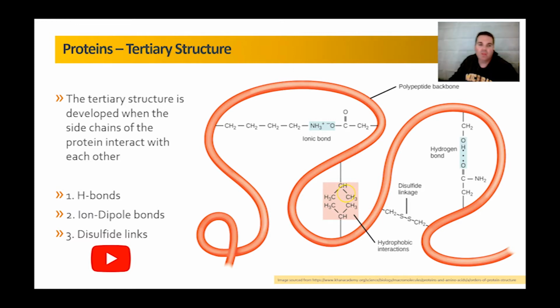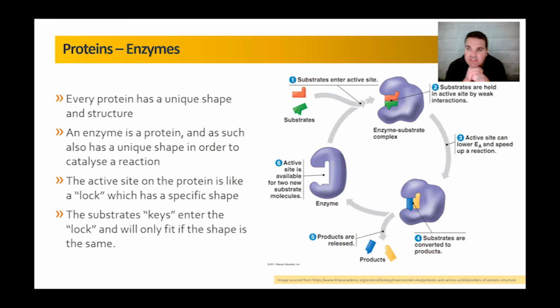These 3 interactions are really the ones we're going to focus on here: the hydrogen bonding, some ion-dipole interaction and disulfide links, because they're the ones that can be influenced by temperature and pH, which is what we're going to be looking at. Again, I've done a video on the tertiary structure of proteins, so if you want to have a look, I suggest you do, and it talks through the different interactions you can have. But what you need to understand is that enzymes in our body are actually proteins.